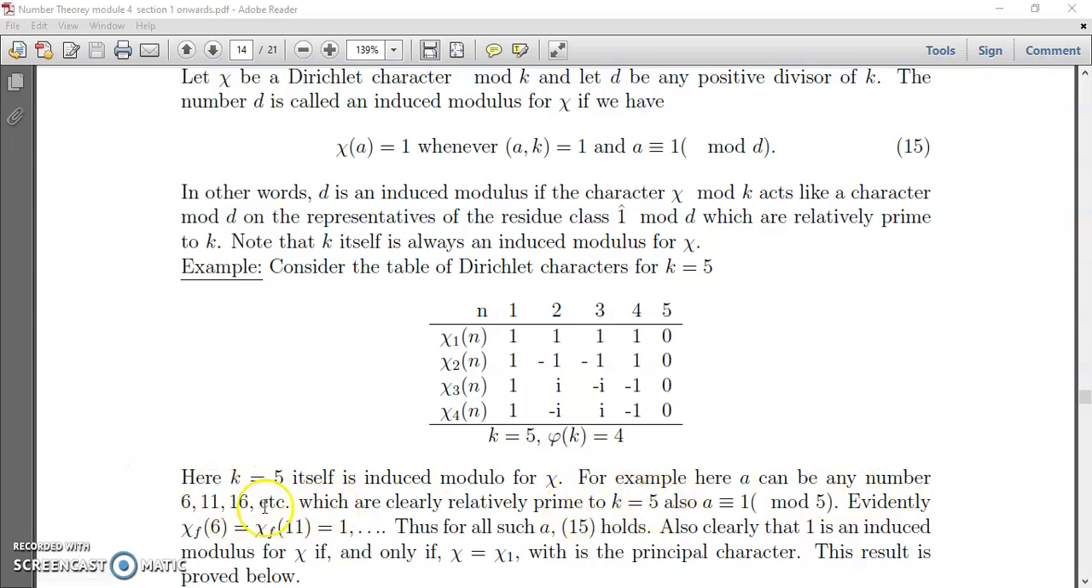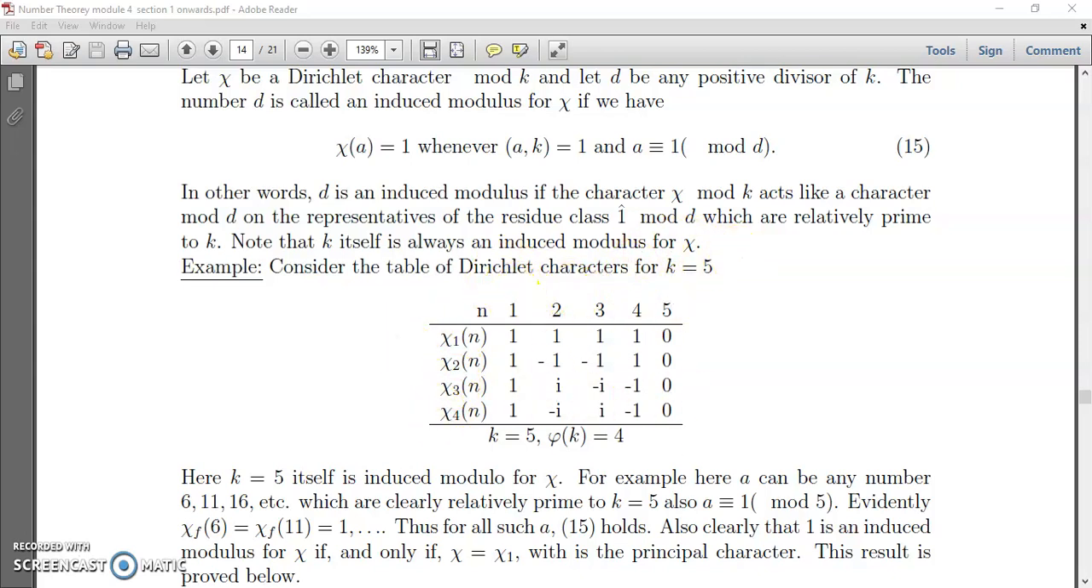If you take these numbers, since chi1 of n, chi2 of n, chi3 of n, etc. are periodic, chi of 6 is the same as chi of 11, which is the same as chi of 1. So it is 1. Evidently, for all such a this equation holds. So this is clear. I hope this is clear.